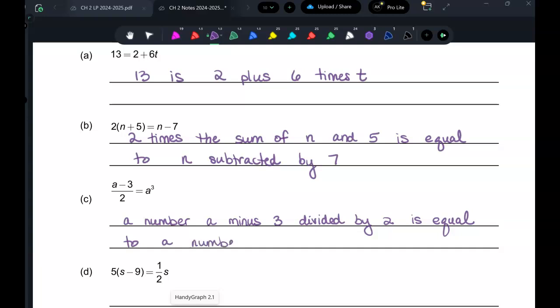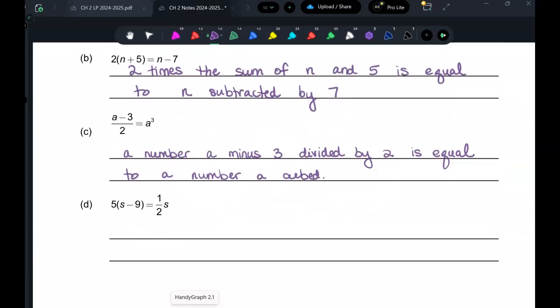It's not number a. A can't be a number. Okay, so remember, any letter can be a variable, which means it can be a number. Can I write the number a? Sure. The number a is fine. A number a cubed. Can I do the next one, please?